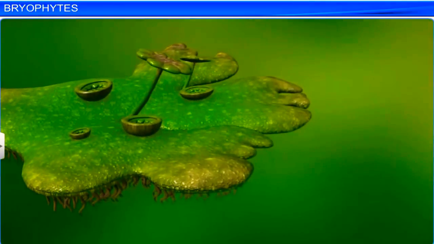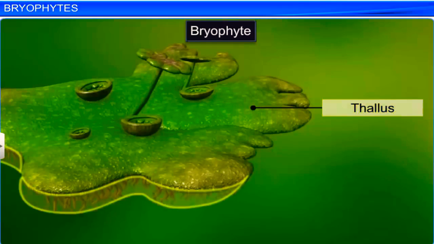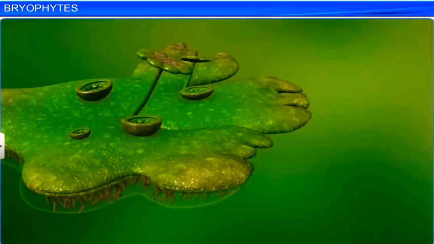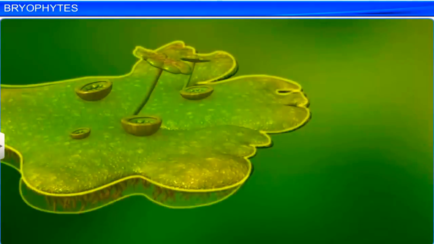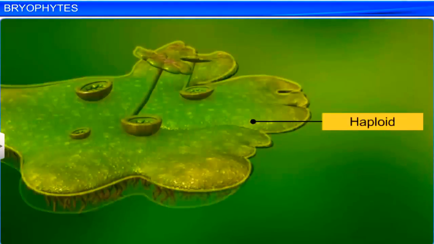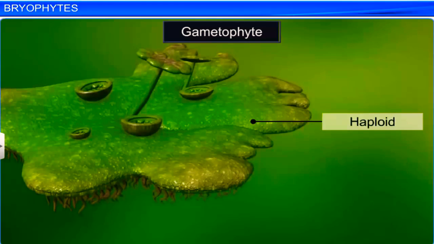Let's now take a look at the different parts of a bryophyte. The plant body is thallus-like and is either prostrate or erect. It is attached to the substratum by unicellular or multicellular rhizoids. The plant body does not have true roots, stem or leaves, but possesses similar structures. The main plant body of a bryophyte is haploid. It is also called a gametophyte as it produces gametes.